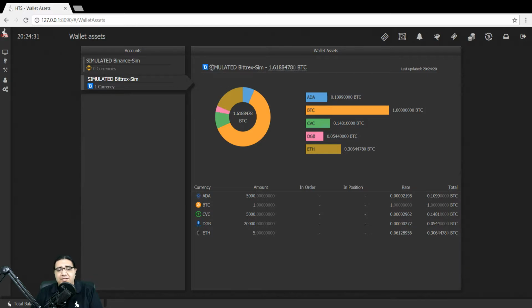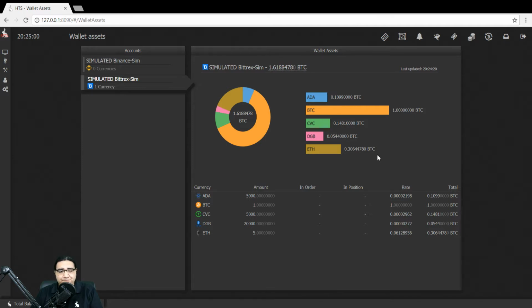The first thing you'll see here is the name of the wallet. In this case, it's a simulated wallet called Bittrex Sim. And then you'll see a total estimated value of the wallet in BTC. So in this case, the wallet's worth 1.6-ish BTC. After that, you'll see a pie chart here in the middle that's just showing you the distribution of the different coins in your wallet. And then on the right, a bar graph and the total value, the total amount of BTC in each one of the coins.